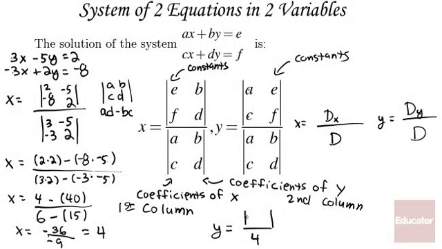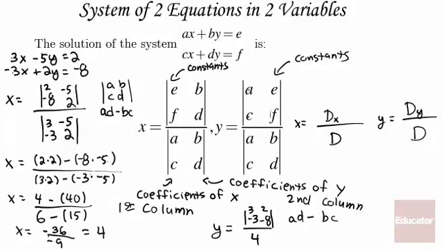Then I would find the determinant that I need in the numerator, and I would look over here and say, okay, my x column is the same. It's the same as in the denominator. It's 3 and negative 3. Y, I would replace with the constants 2 and negative 8. And then I would just go ahead and solve using AD minus BC for the determinant and divide by 4.